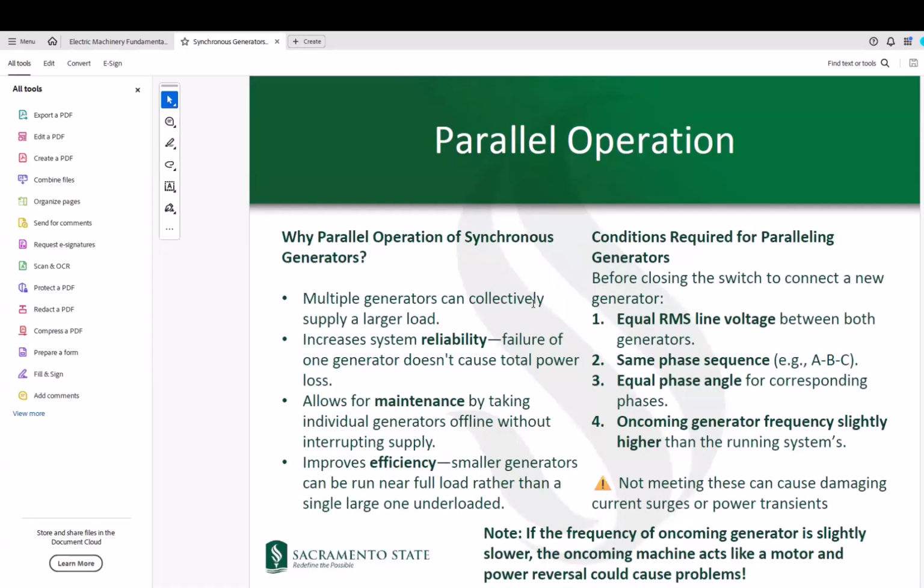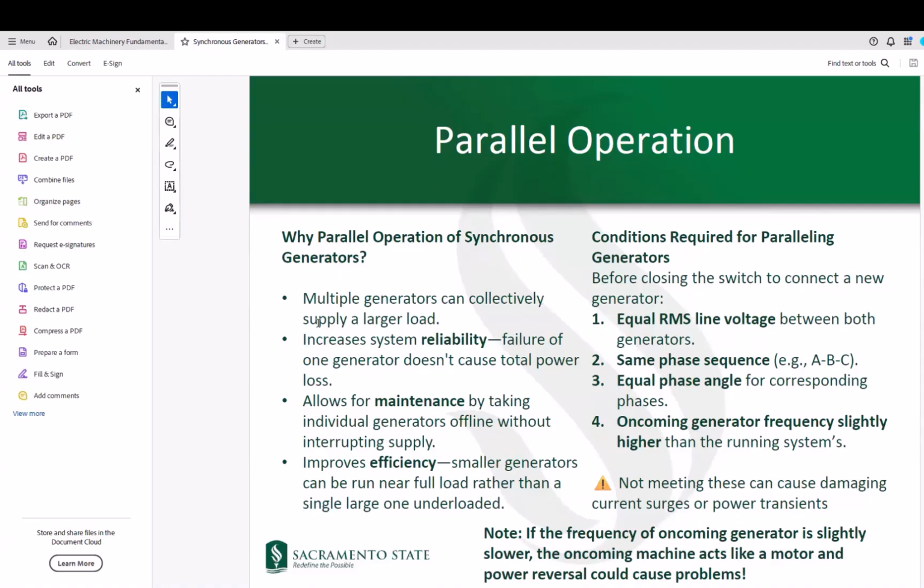Okay, now let's look at parallel operation. When we're connected with the grid, there are multiple thousand number of generators that are all interconnected with one another through the power system to provide us with the required power. So it's important to understand how parallel operation in these generators work and how we can put a new generator in parallel with the rest of the generators in the system and what are the conditions associated with that and so on.